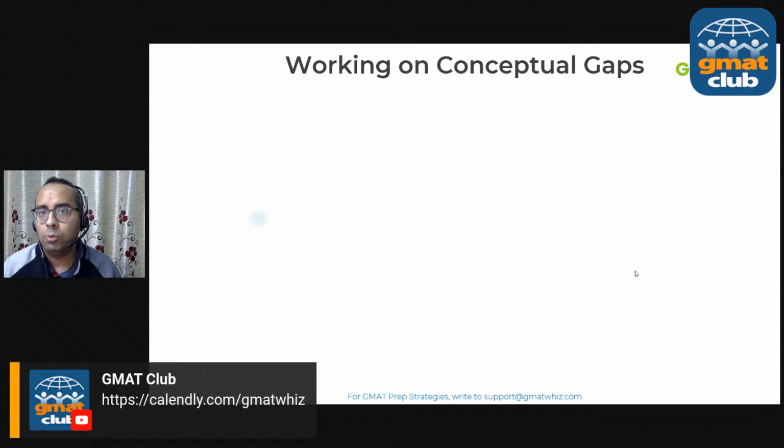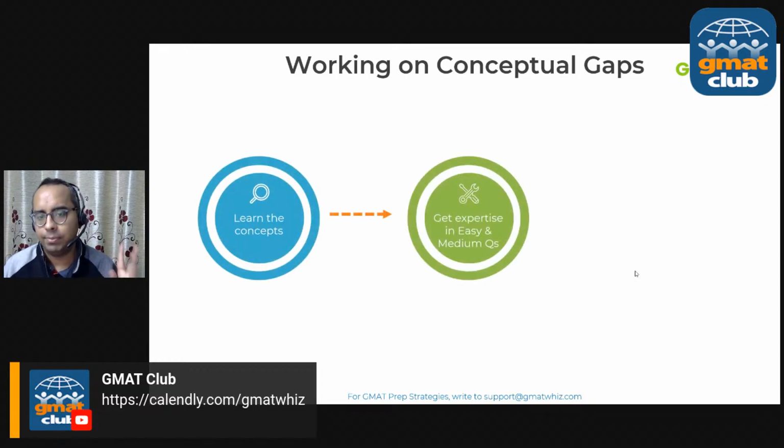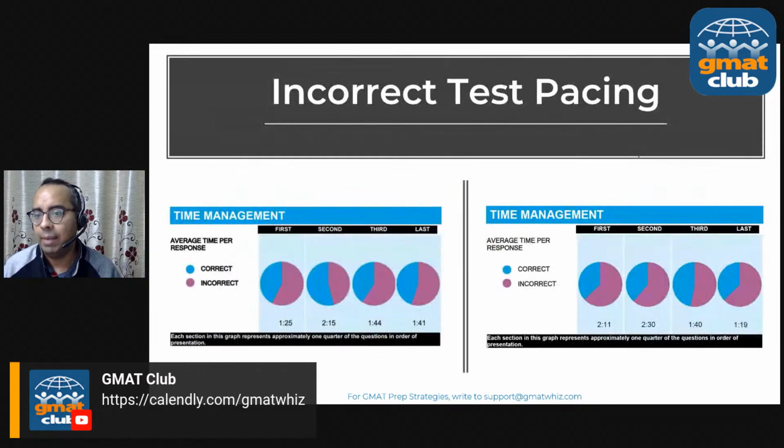Okay, so work on your conceptual gaps, work on your skill gaps, learn the concept, practice questions, figure out if you're still not good at it. Then if you're still not good at it, do a few more easy medium questions, then move to the hard questions only when you're totally comfortable with the concepts and you have understood the application. Okay, and don't worry about the time in the initial phase. That's my main advice. Please don't do that.